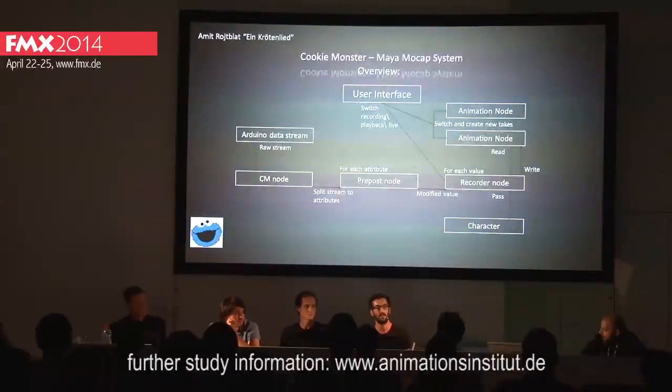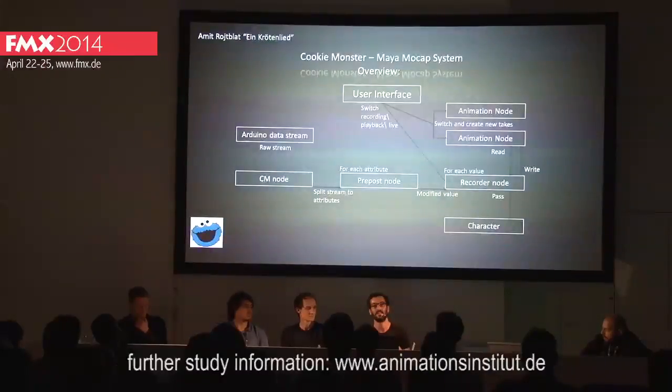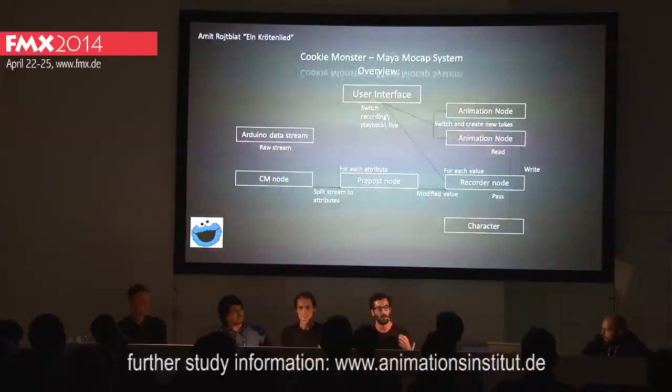The way it works inside the system is that the data goes from the Arduino. I'm getting a raw data stream from the Arduino inside a Cookie Monster node. The system is called Cookie Monster. I don't know if I told you that before. That node divides the stream and creates the attributes that are later connected into the character. From that node, it goes into the pre-post node, a modifying node where you can rescale the values based on the character or based on how the animator works with the hand puppet rig.